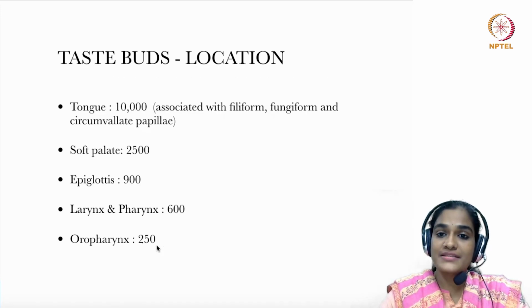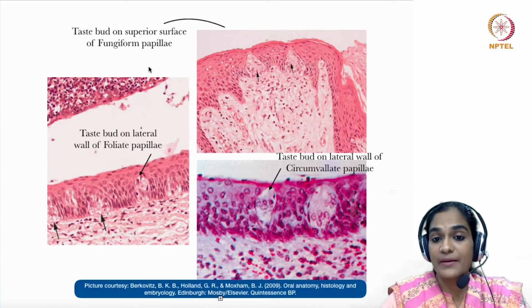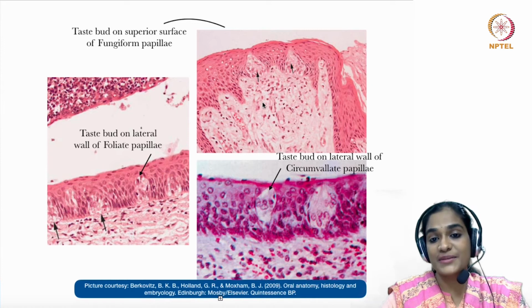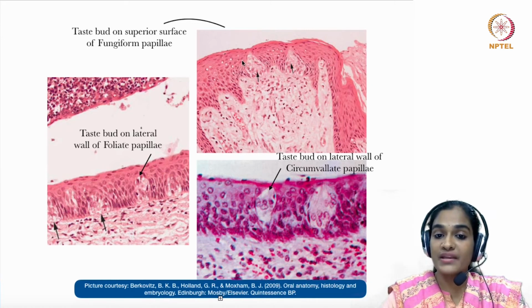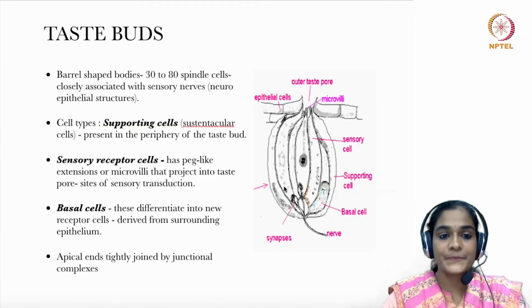The taste buds are more predominantly found associated with the lingual papillae of the tongue. They are also present in the soft palate and pharyngeal area. The histological picture shows the distribution of taste buds in different papillae. They are seen on the superior surface of the fungiform papilla, whereas they are also present on the lateral aspects of the foliate and the circumvallate papillae.